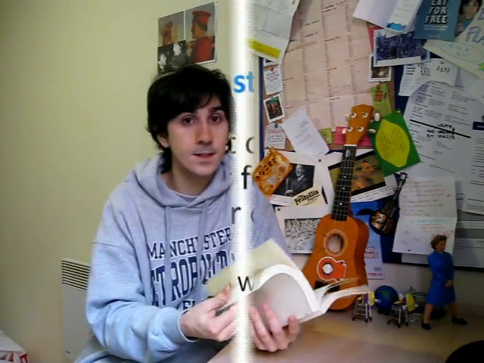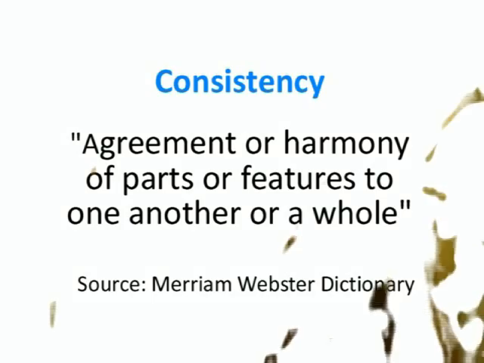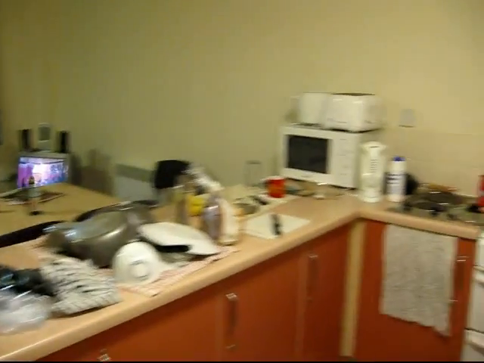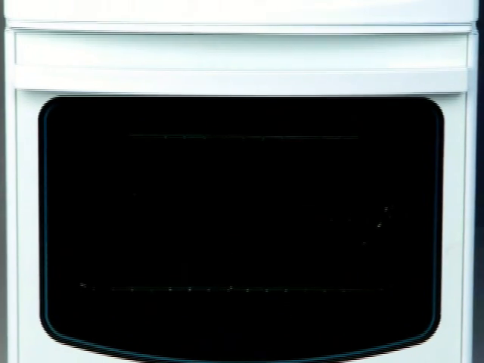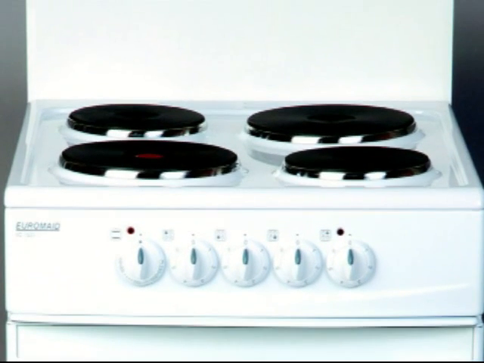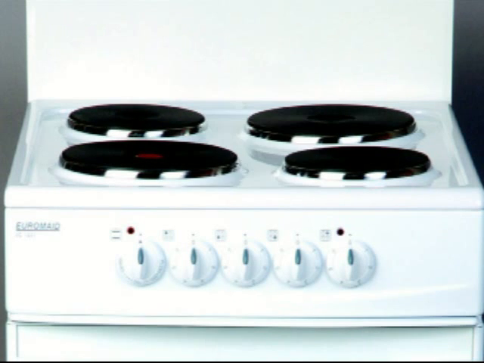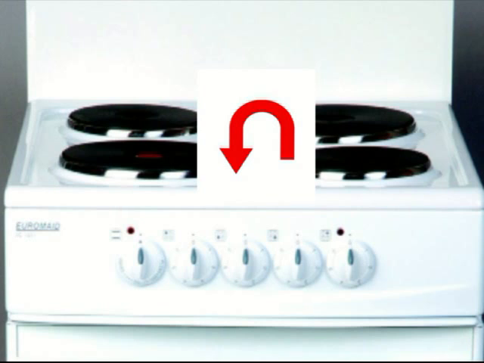Looking up in a dictionary, consistency is defined as agreement or harmony of parts or features to one another or a whole. I'll try to clarify this point by taking some tangible examples from what can be seen in a common kitchen. Look at the cooker. A good example of consistency is the fact that all the knobs behave the same way. To heat up the cooking stoves, you always have to turn the knobs to the right, and to turn the stoves off, you turn them in the opposite direction.